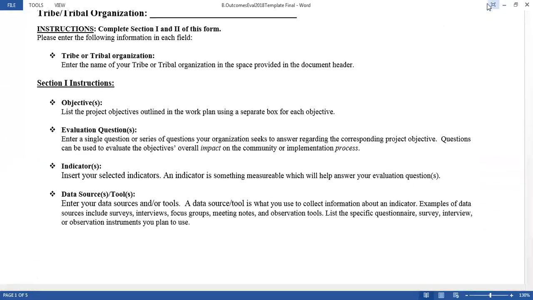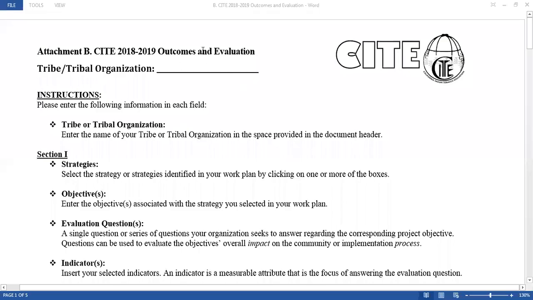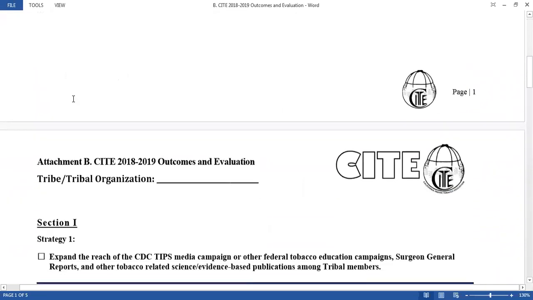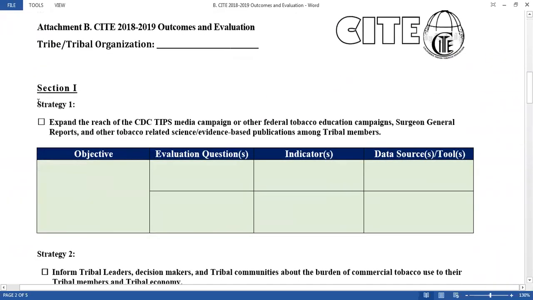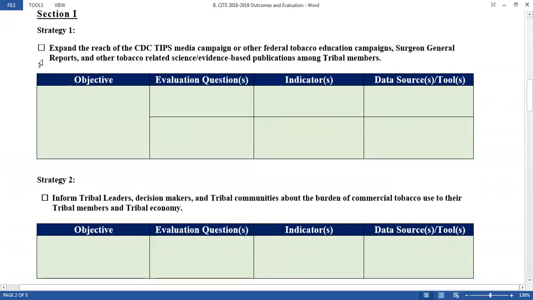Again, read these instructions. I'm going to switch over to the CITE one. There's just a couple of differences on the CITE one, and then we can share those. So this is the CITE Attachment B, Outcomes and Evaluation. It has the CITE logo on the top. The only difference between the ACORNS and the CITE one is that in the CITE application, you can only select certain strategies.